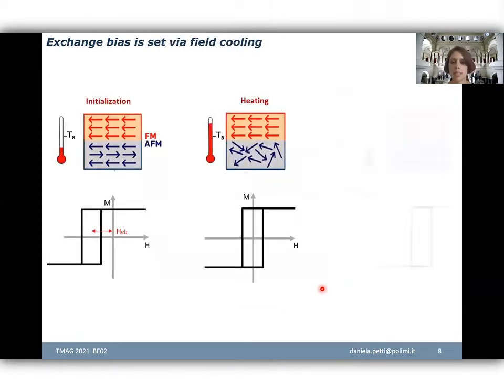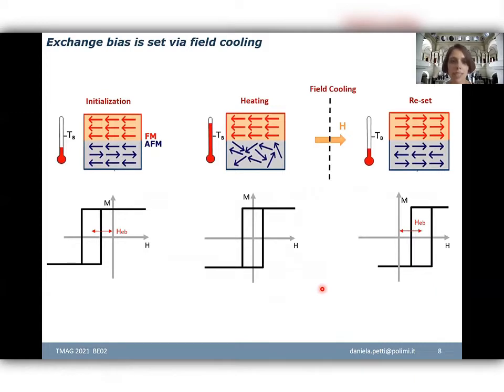We can set this exchange bias by performing a heating and cooling of the sample. So from the left, we start with the system initialized in one direction. In this case, the spins of the ferromagnet are pinned towards the left. Then we heat up the system up to a temperature called the blocking temperature, that is just below the Néel temperature of the antiferromagnet.